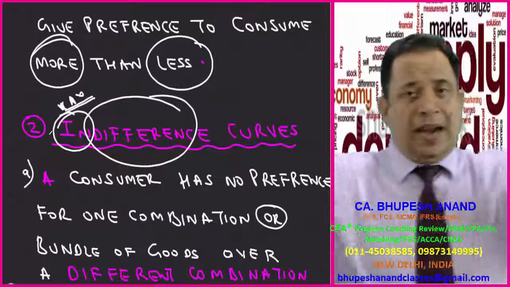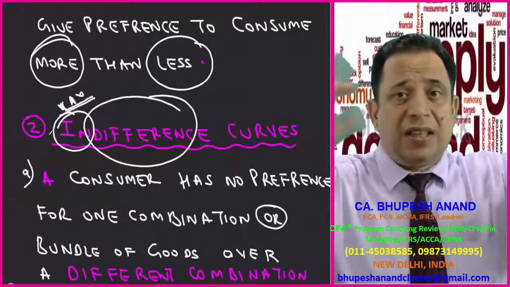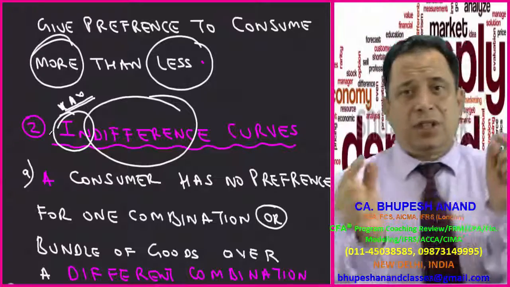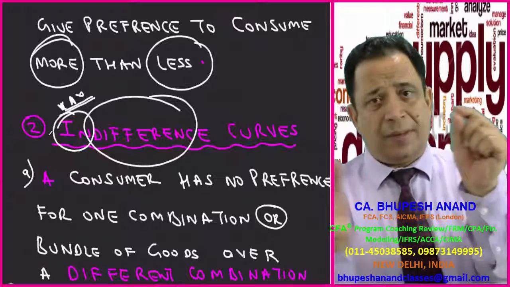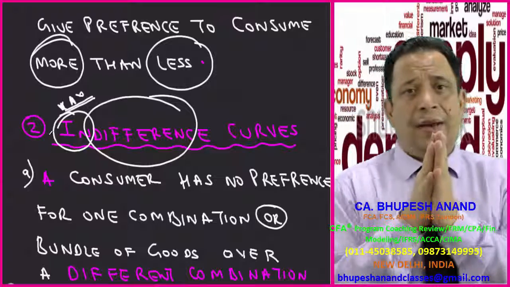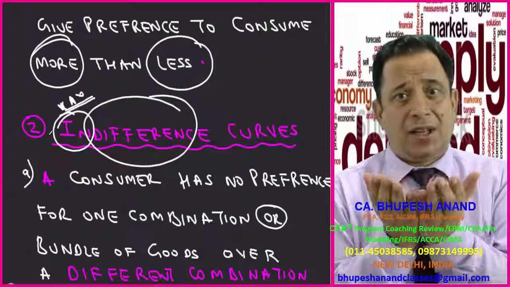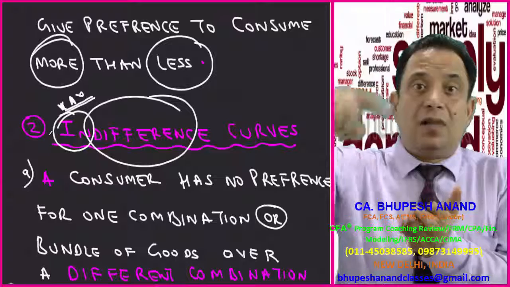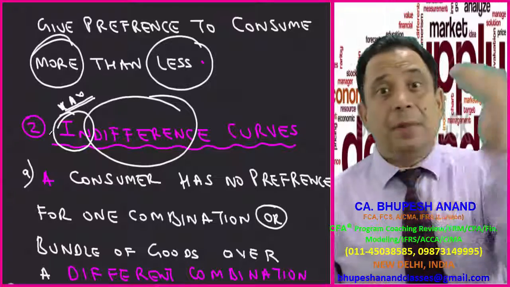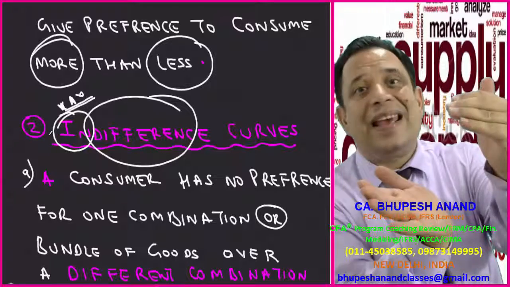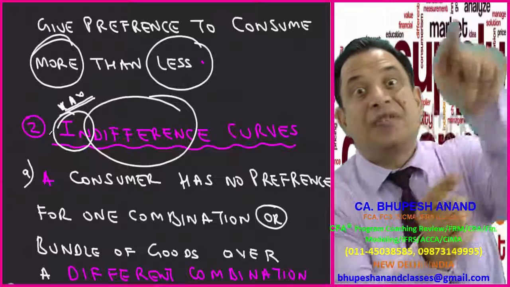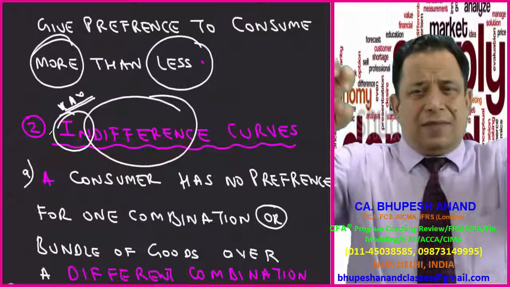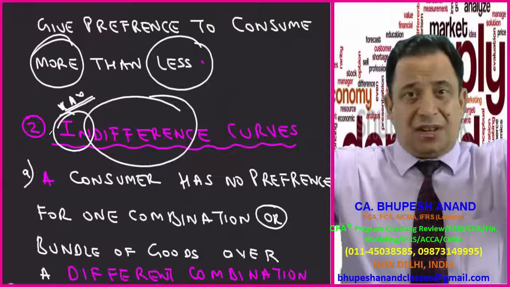Just listen to me before writing. Supposedly there are two products, product A and product B, and some units of product A and some units of product B are being consumed. It is giving you some level of satisfaction. Now, if you are on the same indifference curve, if I increase product B units and decrease product A units, and you are still on the same indifference curve, it hardly matters to you. So please note down this indifference curve meaning.